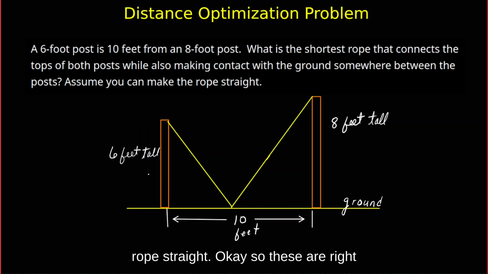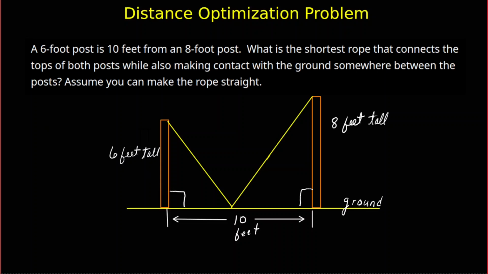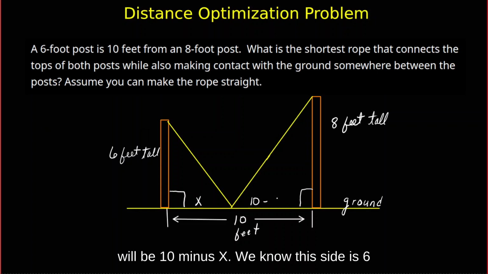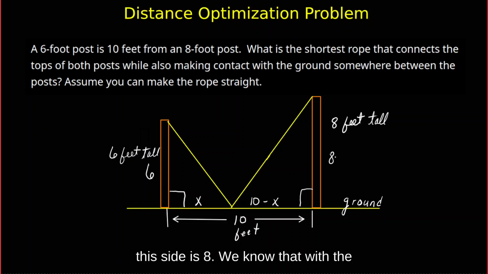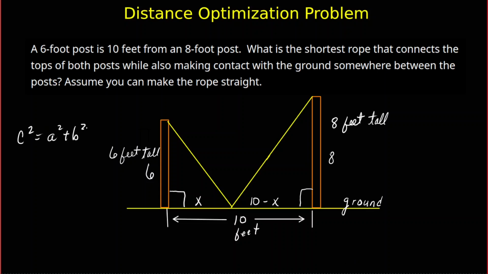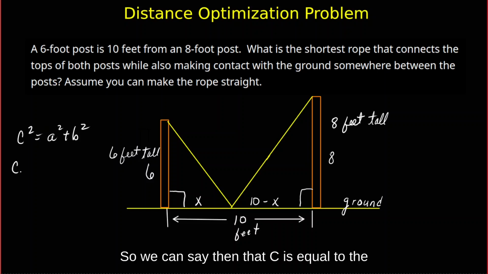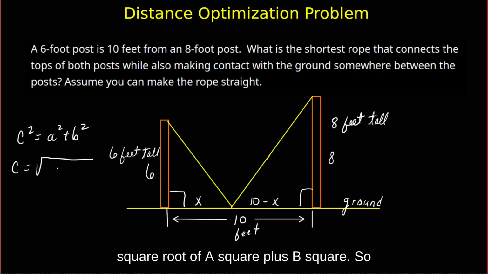Okay, so these are right triangles here. So we're going to let this side be x. And since they're 10 feet apart, this side will be 10 minus x. We know this side is 6, this side is 8. We know that with the Pythagorean Theorem, c squared is equal to a squared plus b squared. So we can say then that c is equal to the square root of a squared plus b squared.